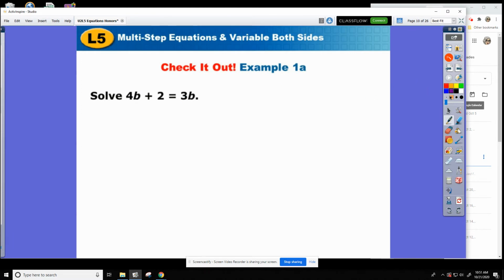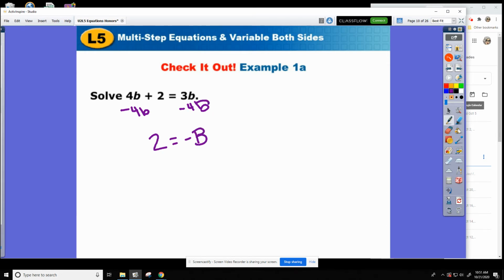Okay, so this one, a lot of people get confused because we have b's and the 2 is okay where it's at. So if you move the 2, you still have to move the b. I know a lot of people get in the habit of putting the variable on the left side, but it could be on either side. So since this b is alone on this side, the 3b, I'm going to minus 4b minus 4b. And I get 2 equals negative 1b.